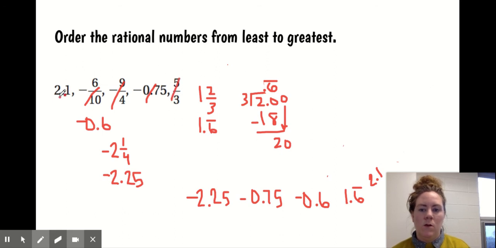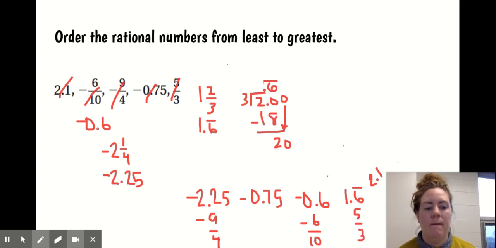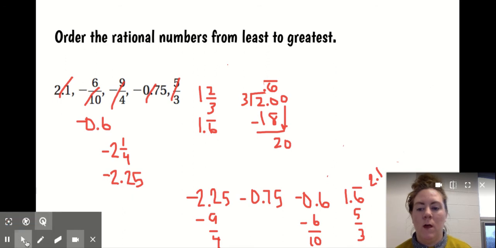Now the only thing we didn't do, and I forgot to do it on the last slide, was put it back in its original form. So this one would stay 6/10. And this one would stay negative 9/4. While this one would stay 5/3. Again, any questions? That's where you would go from here.